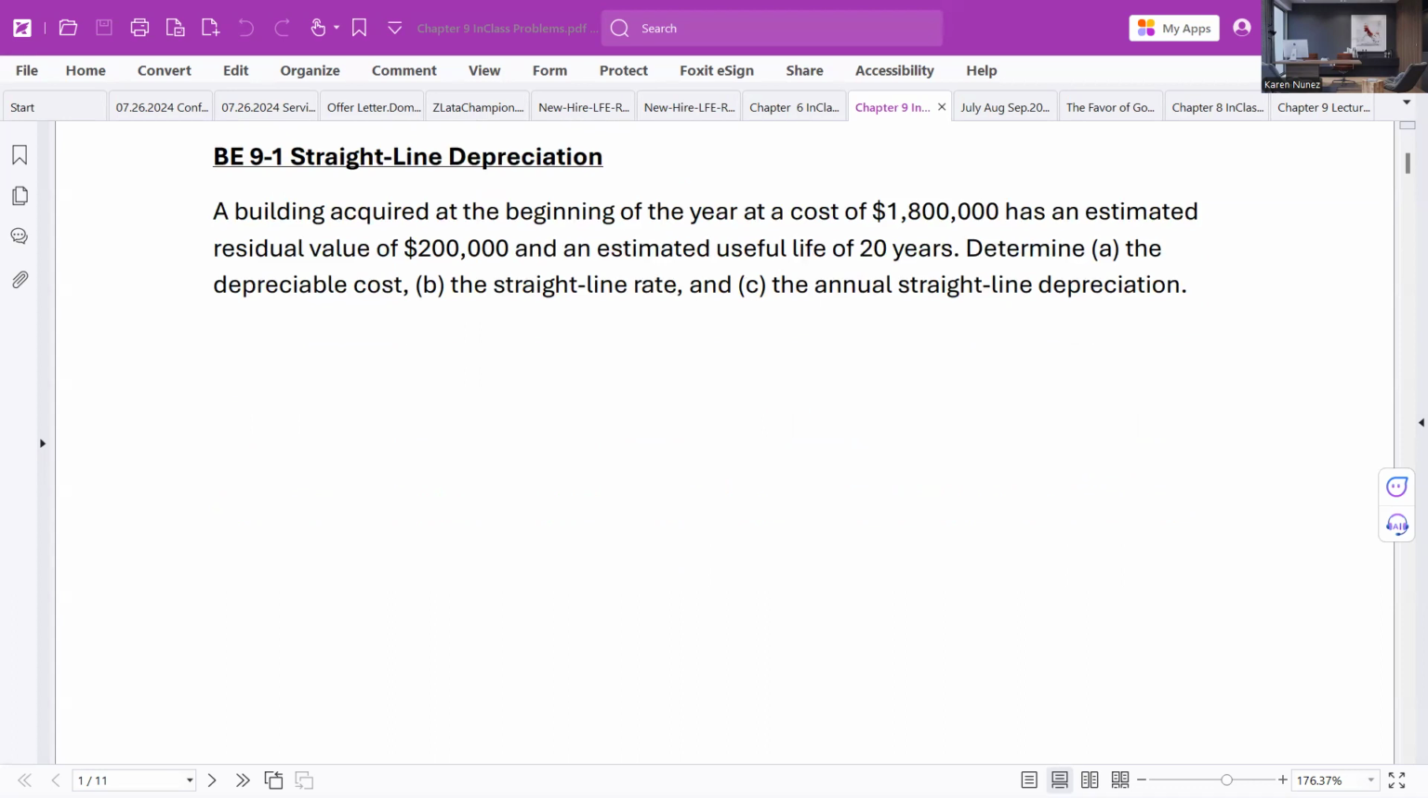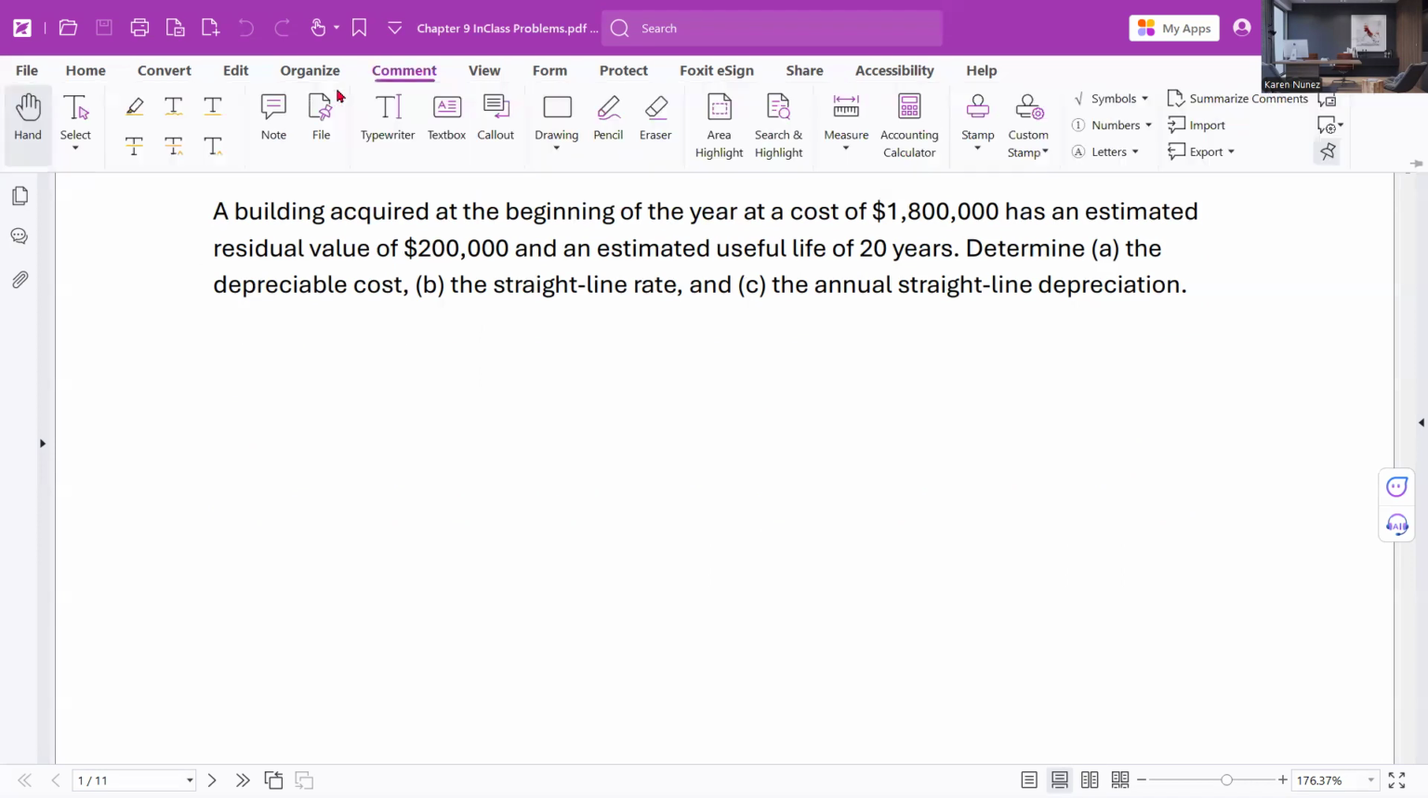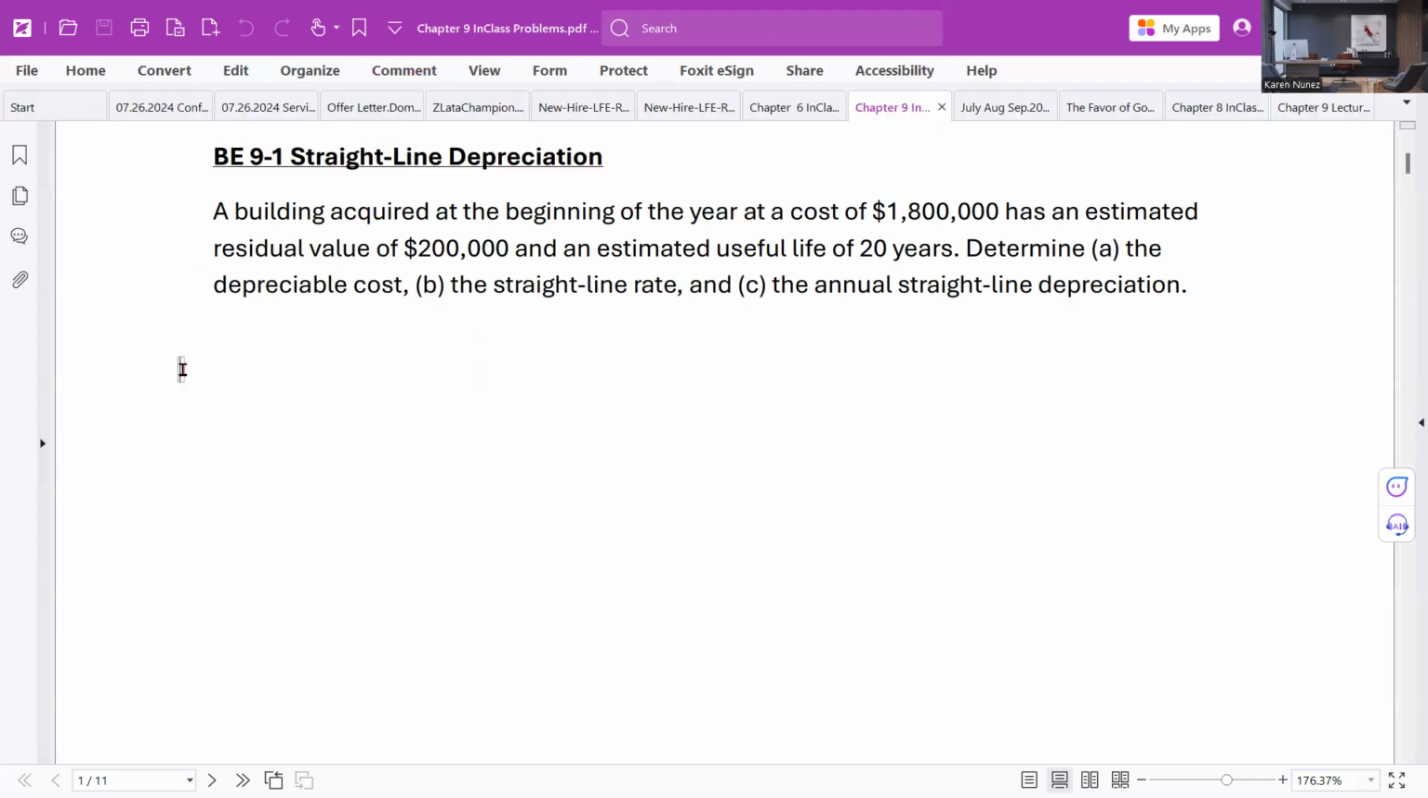So we have the acquisition of a building, and we need to determine three things: the depreciable cost, the straight line rate, and the annual straight line depreciation. Let's get started with the depreciable cost. The depreciable cost represents the cost of the asset minus the residual value. That's all the depreciable cost is.